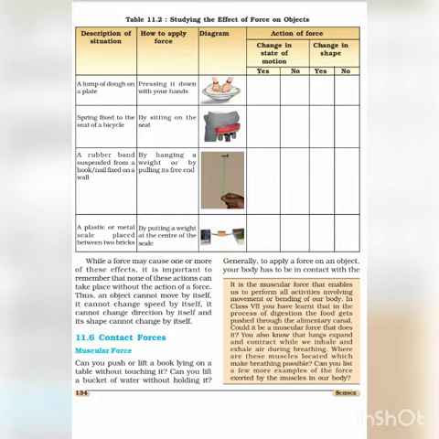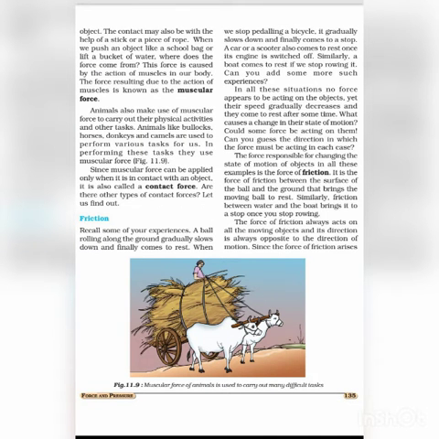First one is contact force. When two objects come in contact with each other, the force exerted is called the contact force. Generally, to apply force on an object, our body has to be in contact with the other object. Then only can the force be applied by an object on another. That is called the contact force. There are two types of contact force. First is muscular force and second is frictional force or friction.